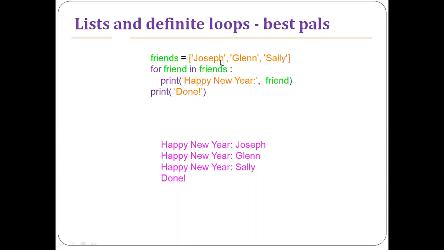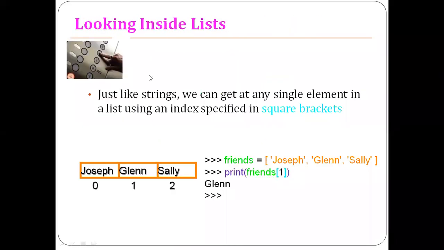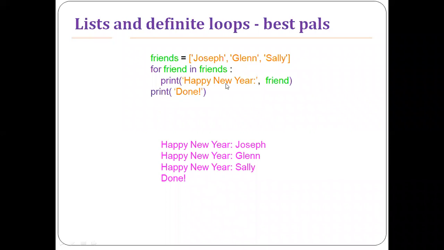In the second iteration, it will copy the second element from the list, that is Glenn, to friend, and print Happy New Year, Glenn. In the third iteration, it is going to copy Sally into friend, and print Happy New Year, Sally. And finally there are no more elements in the list, so the execution will come out of the for loop, and it will print Done, right?